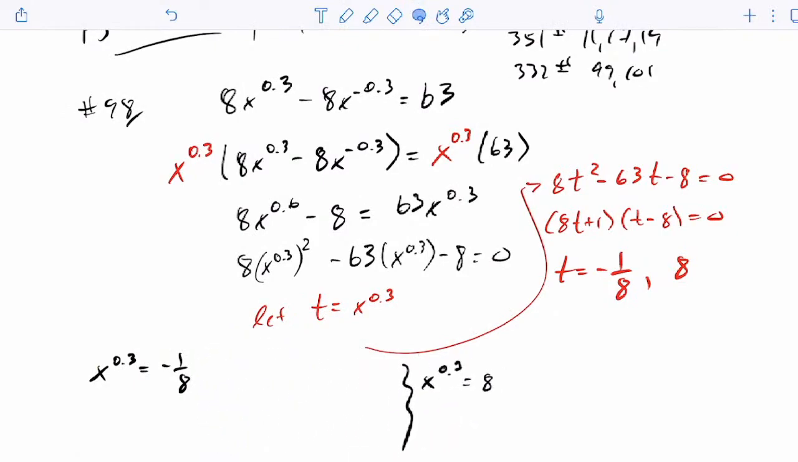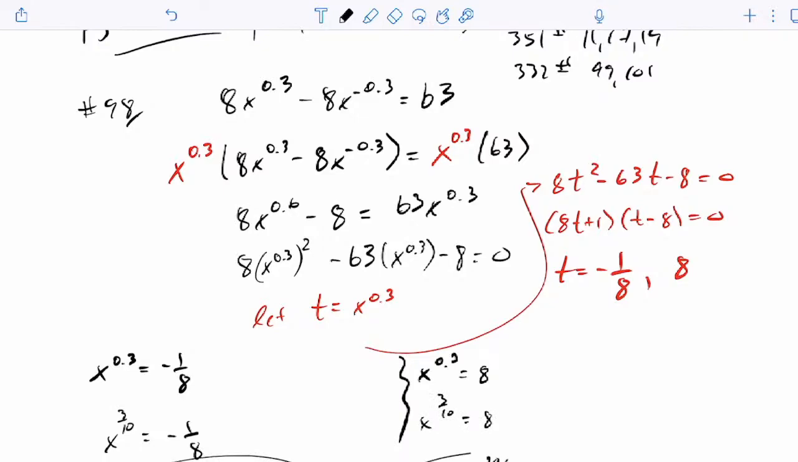Then you have to solve for x. So therefore that means that this is really x to the power of 3 over 10 is negative 1 over 8. So that means x is going to be negative 1 over 8 to the 10/3 is one answer. And this is, like I said, x to the 3 over 10 is 8. So this is x is 8 to the 10/3. So those are your two answers for 98.